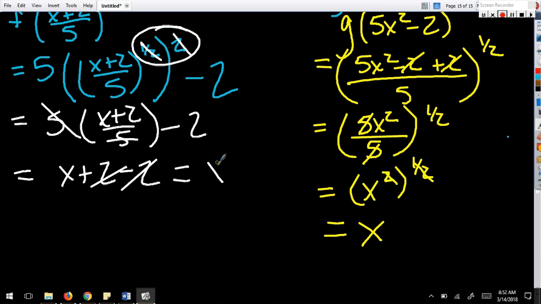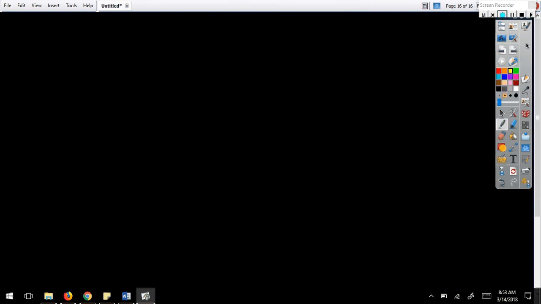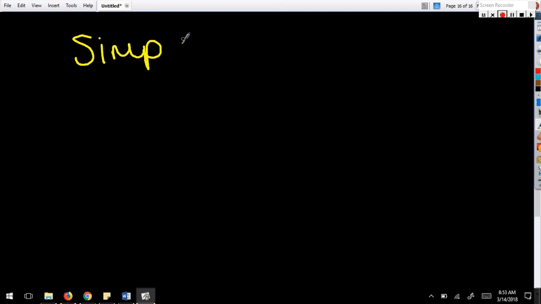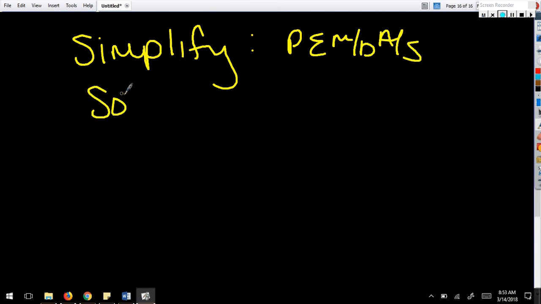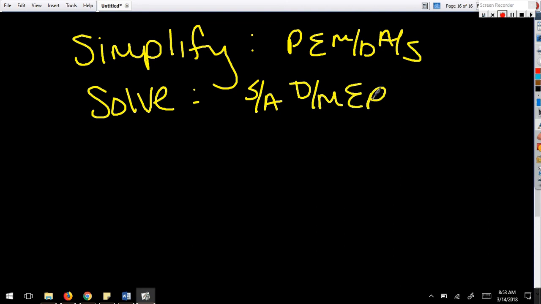Wait, so for each one it's different? So simplify is please excuse my dear Aunt Sally. Solve is SADMAP. Oh, that's what PEMDAS means. Yes, so look, simplify, which is verify, is PEMDAS. Solve: division, addition, subtraction.